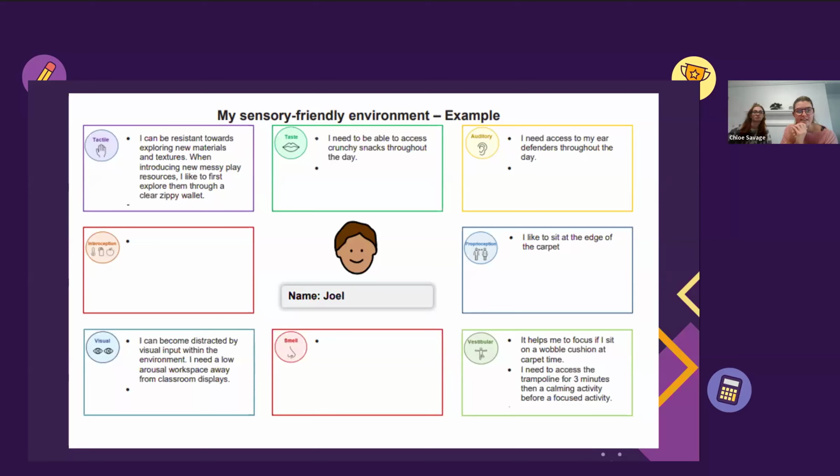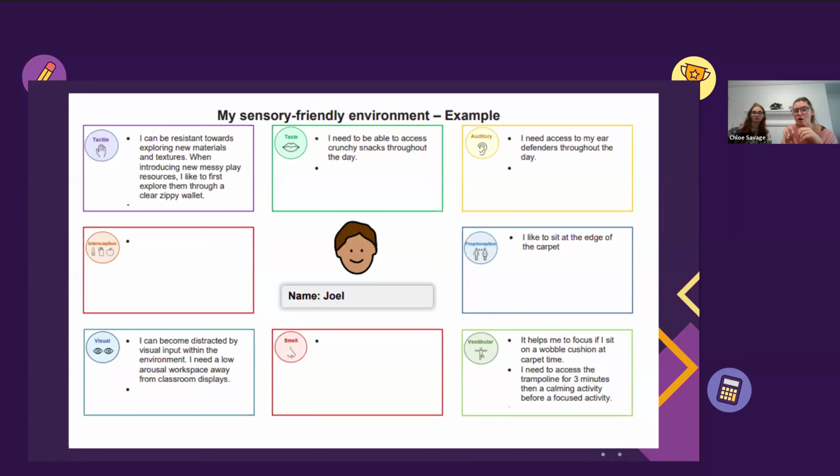For the tactile sense, it says about Joel that he can be resistant towards exploring new materials and textures. That might be something that the teacher or teaching and learning assistant has assessed previously. And then there's a note of something they've noticed that does help: when introducing him to messy play, he likes to first explore things through a clean wallet. So it's a little thing that's been noticed and that seems to help.